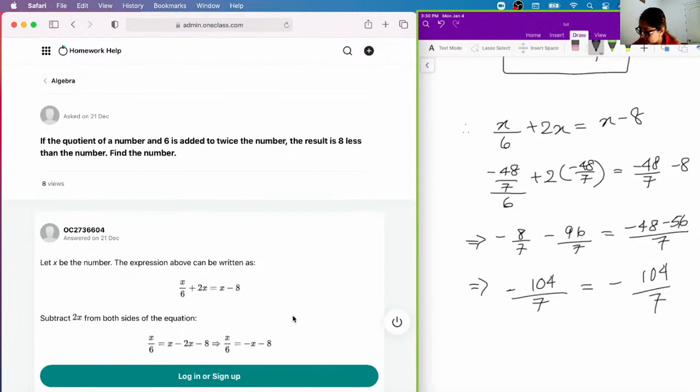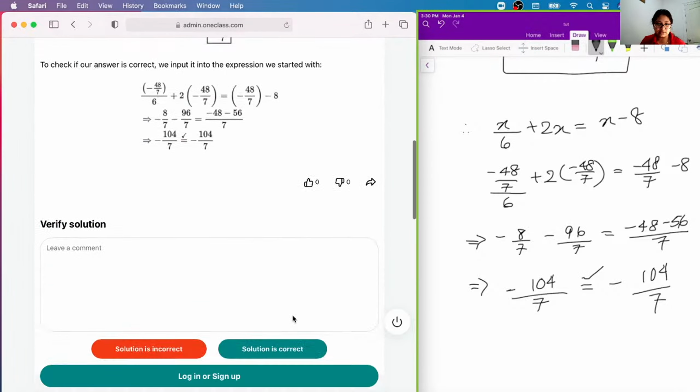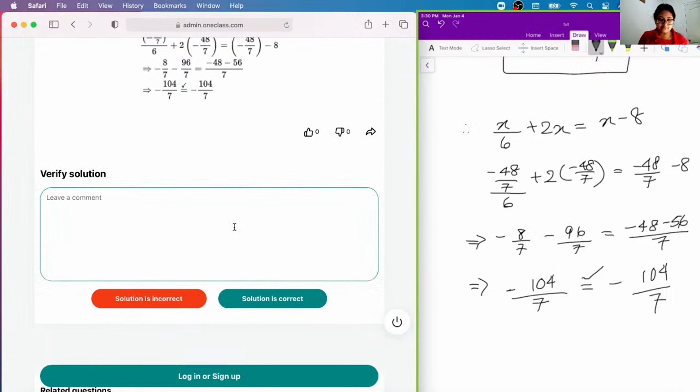You can see how both sides are equal, so this is right. And yes, the solution is correct.